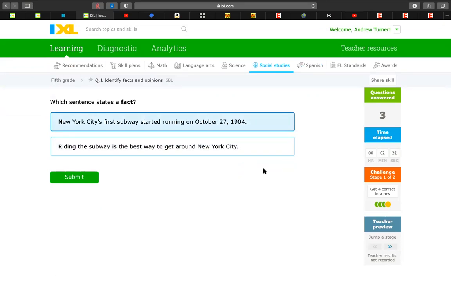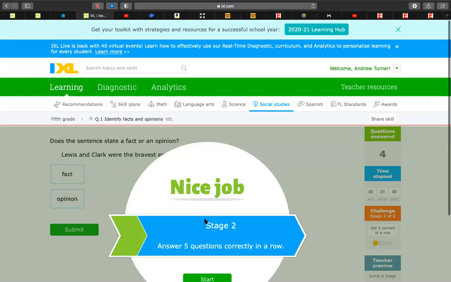Let's evaluate why it's not both of them. Riding the subway is the best. When you say the word best, you are indicating probably an opinion. For a bird, going through the subway is not the best way around New York City. For somebody on a motorcycle, you probably can go faster, even on a bicycle, probably. So that's where we get that idea of those both not being facts. We can go back to the history books and see that that is opening day for subways. Keep it up.